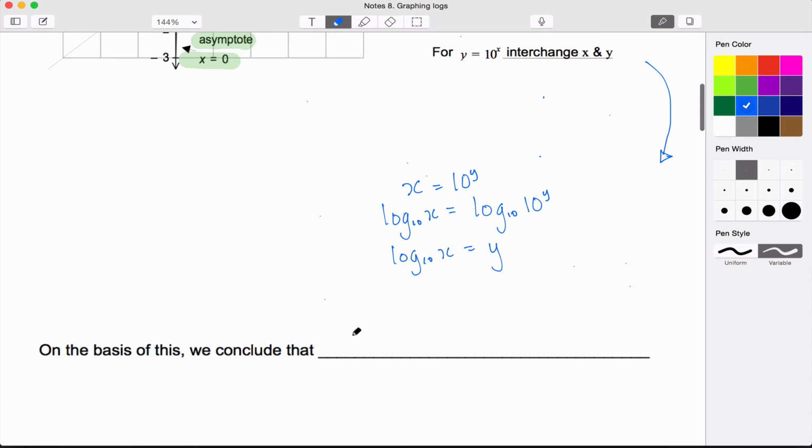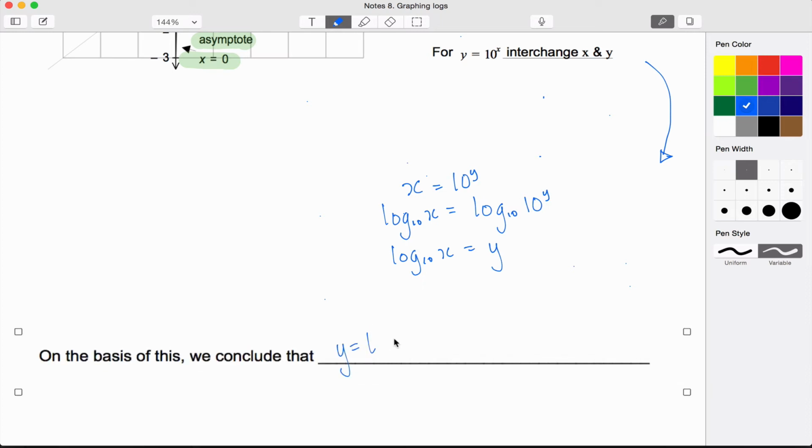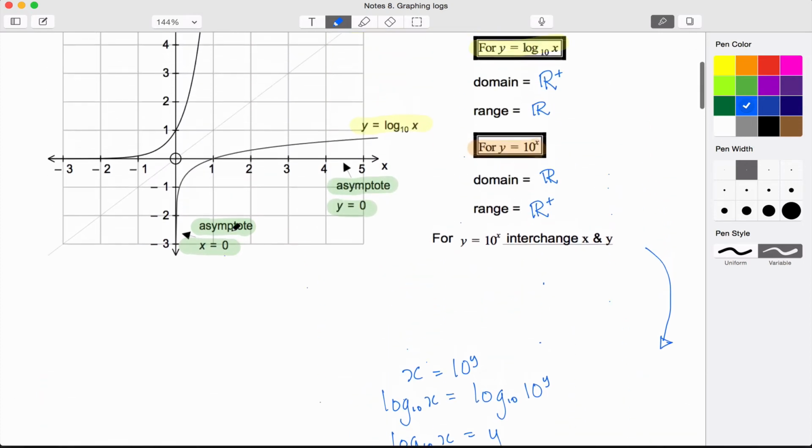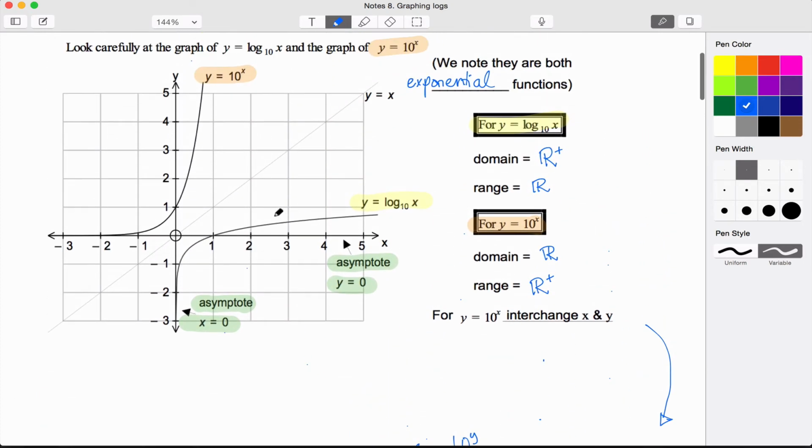So we can conclude that, okay, I filled it in for you now. y equals log 10x is the inverse of y equals 10 to the x, which would mean that our graphs should be reflected about the line y equals x.